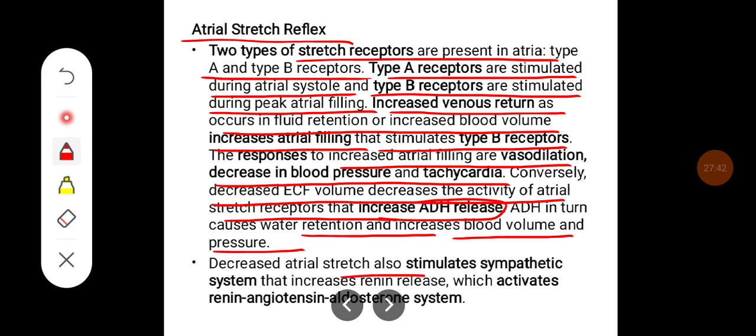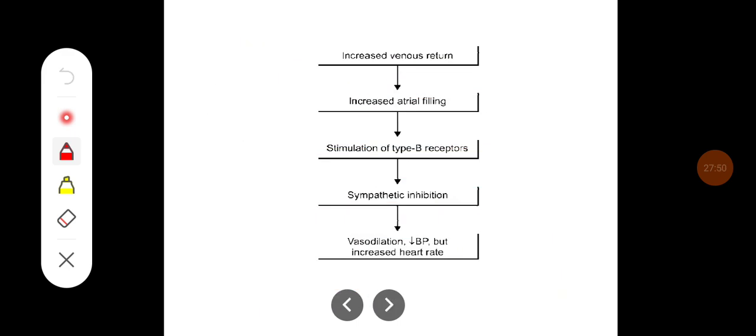Decreased atrial stretch also stimulates the sympathetic system, which increases renin release and activates the renin-angiotensin-aldosterone system. Increased venous return causes increased atrial filling and stimulates the type B receptors, which leads to sympathetic inhibition. There can be vasodilatation and a decrease in the blood pressure, but there will be an increase in the heart rate.